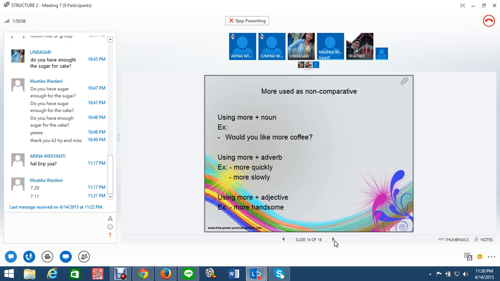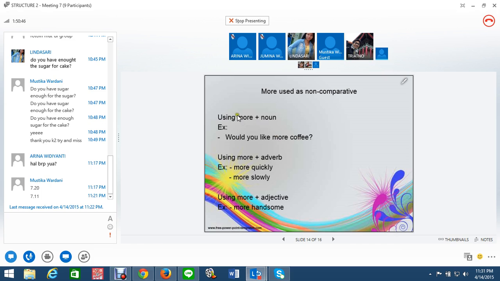Okay, now more used as non-comparative. Jadi more digunakan sebagai non-comparative. You can see your module, page 7.26. Okay, I have summarized here. Let's see the PowerPoint. Using more plus noun. Example, would you like more coffee? So more plus noun, more plus coffee. Coffee is a noun here.